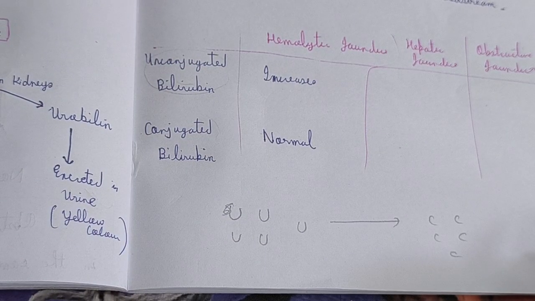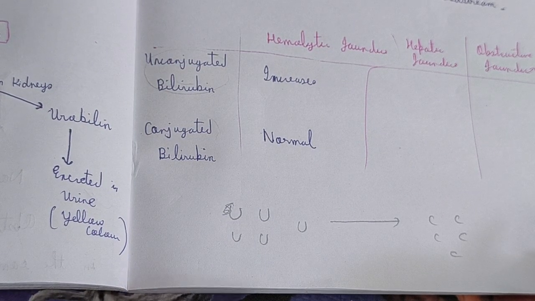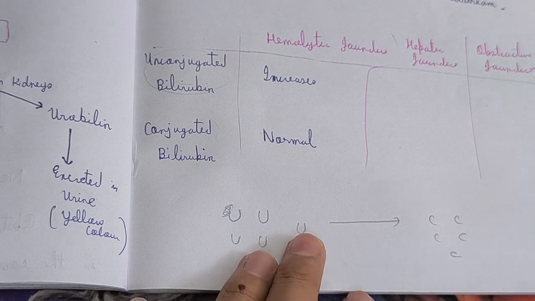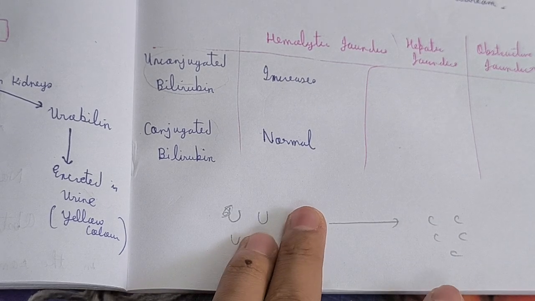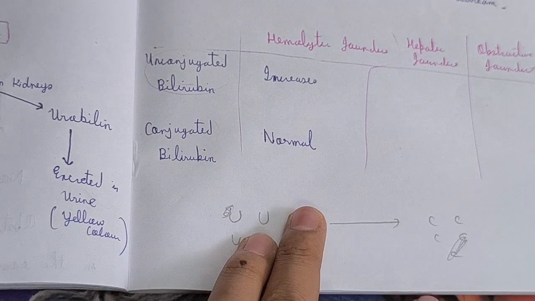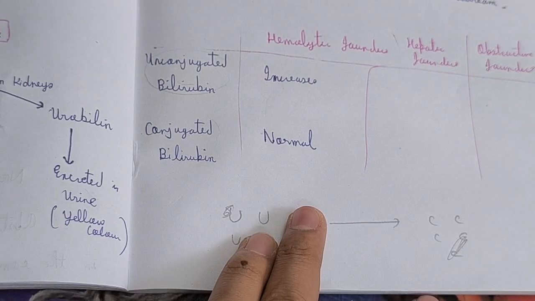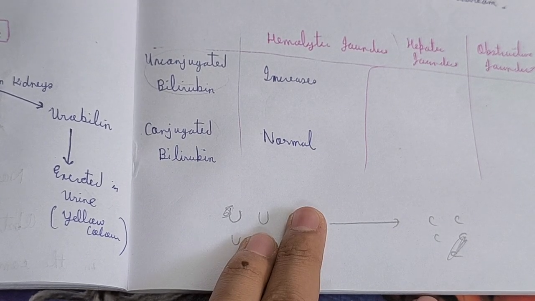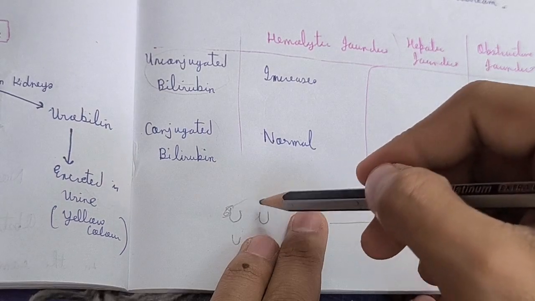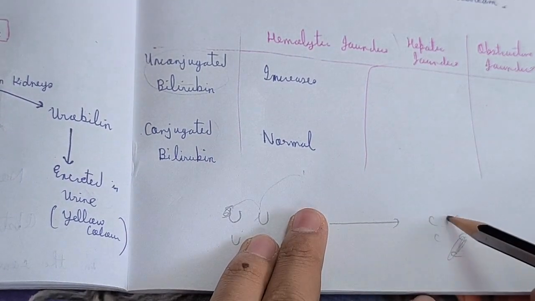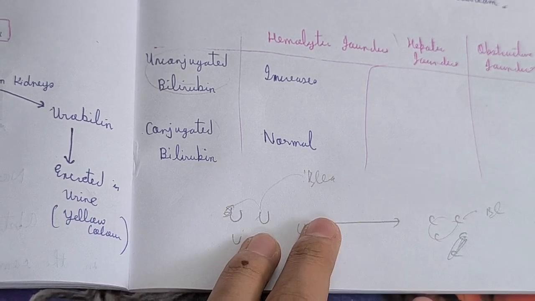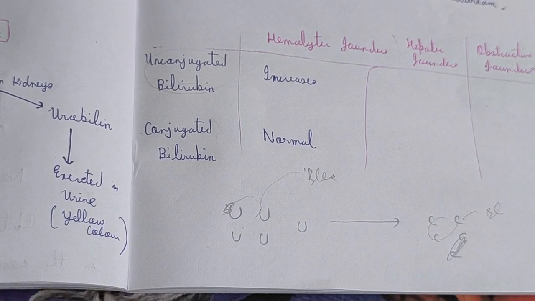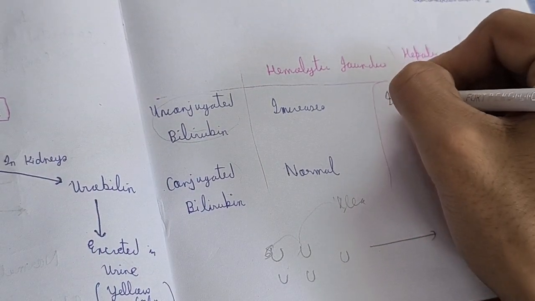If the liver is damaged, let us say out of 5 only 3 unconjugated bilirubin are converted to conjugated bilirubin. Therefore in this case the conjugated bilirubin, and the unconjugated bilirubin again, will go into the blood. So both will go into the blood. Therefore in hepatic jaundice, both increase.